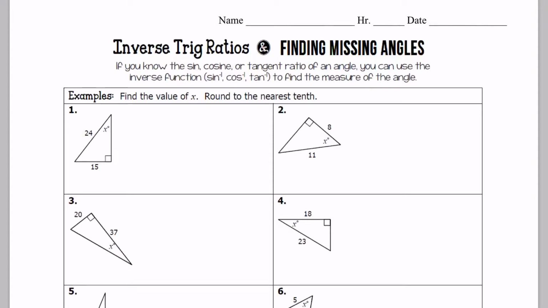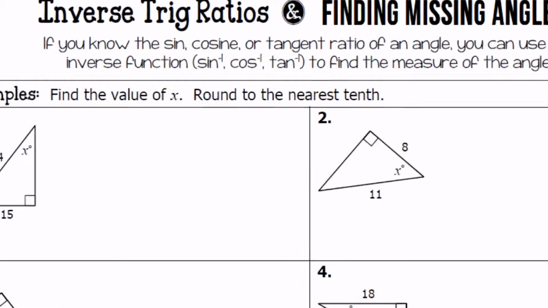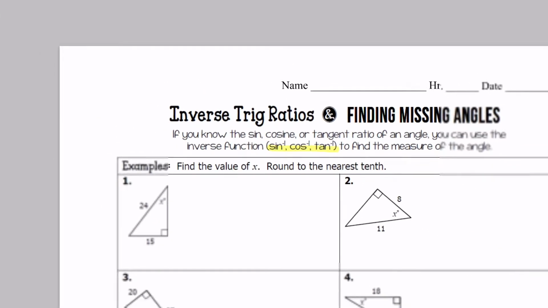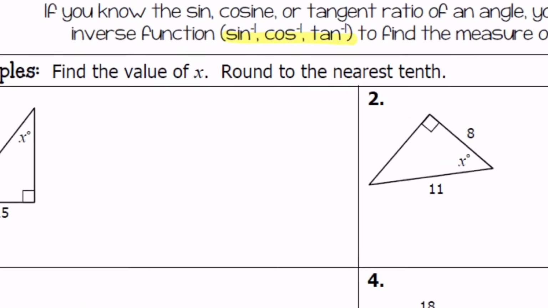Alright, so this is part 2 of trig ratios. Before, we were just learning how to set up trig ratios, and we were using those to find missing sides. So now we're going to use what we call inverse trig ratios to find the missing angles. If you know the sine, cosine, or tangent ratio of an angle, you can use the inverse function, which we write like this, to find the measure of the angle.